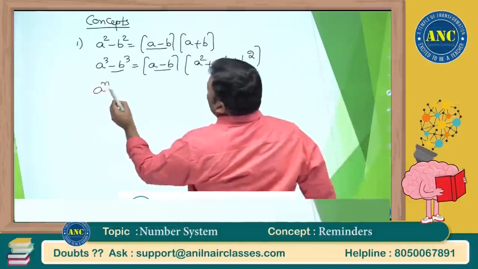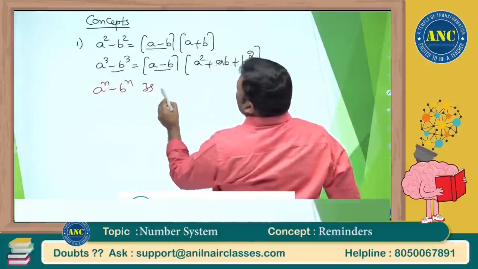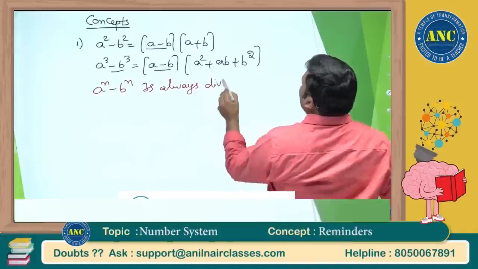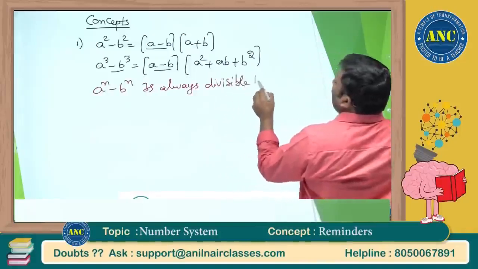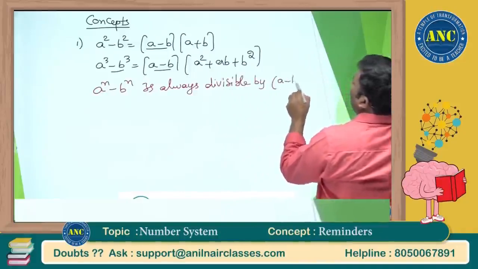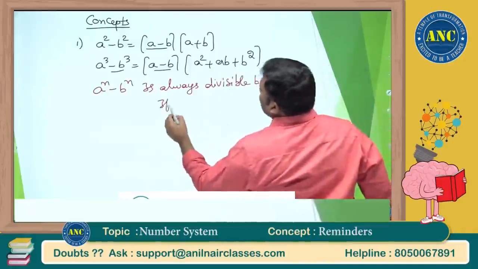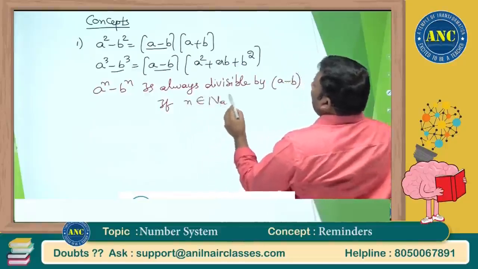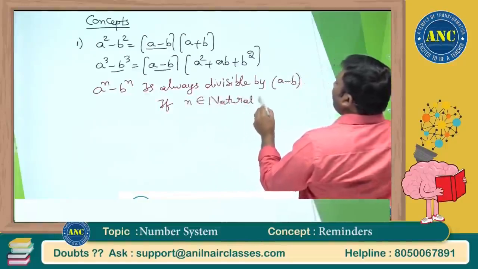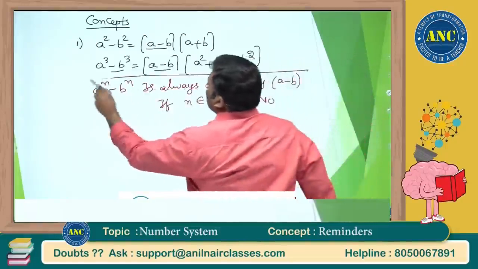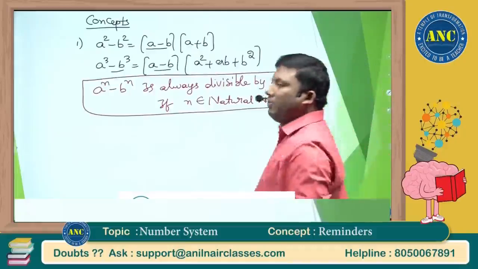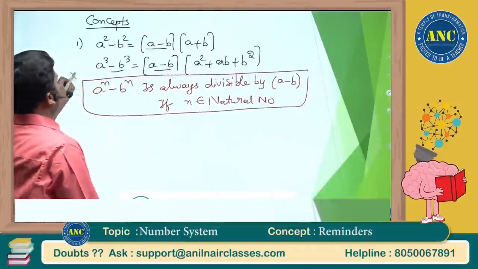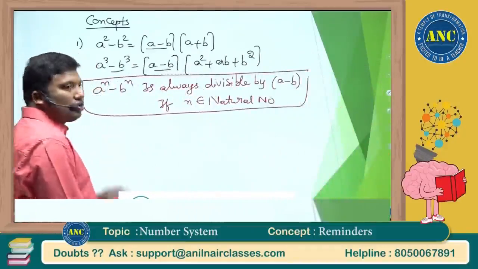First point: A power n minus B power n is always divisible by A minus B if n is a natural number.